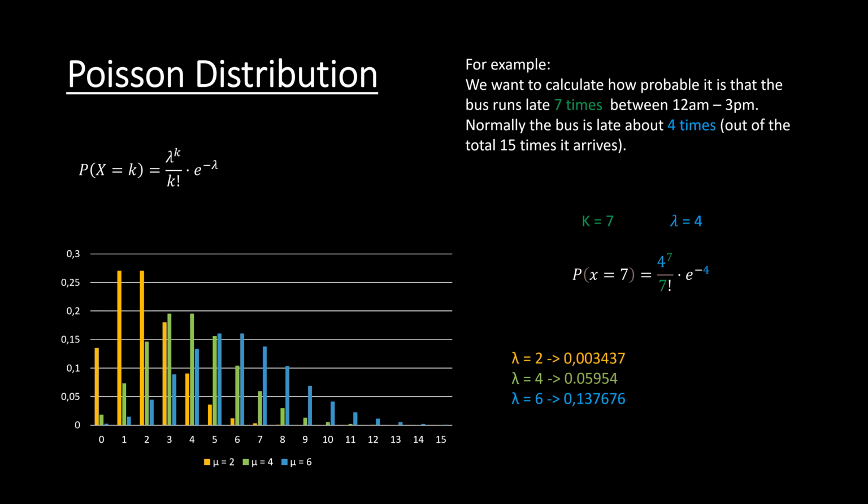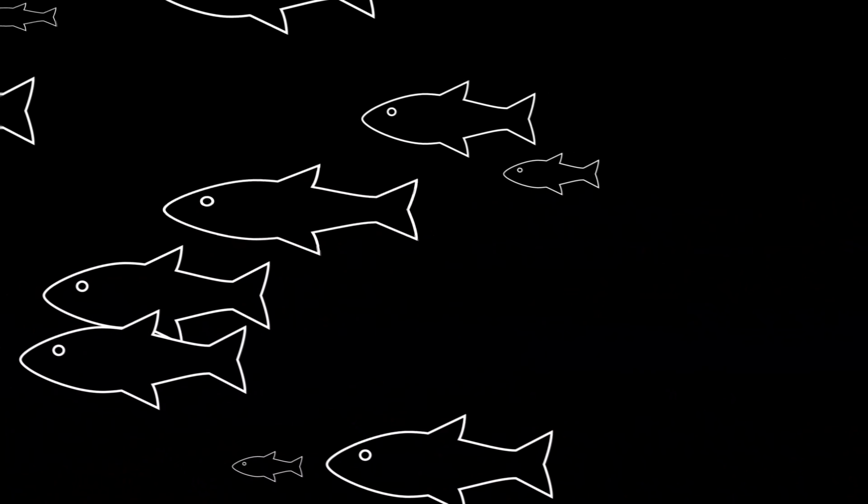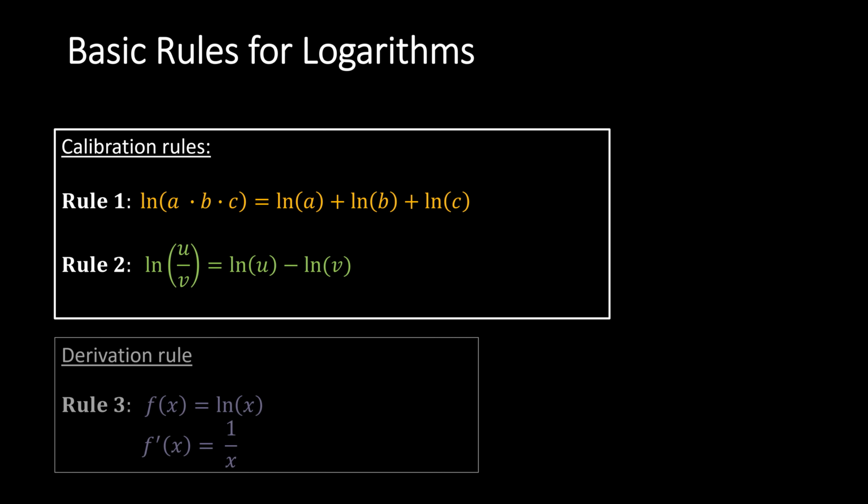Okay, now you should be all caught up on the Poisson distribution, but before we can derive anything, we want to refresh your knowledge on the rules for logarithms. The most important being the calculation and derivation rules. Also note that in the following and pretty much throughout the entire video, we are talking about the natural logarithm when talking about the logarithm, which is ln for short.